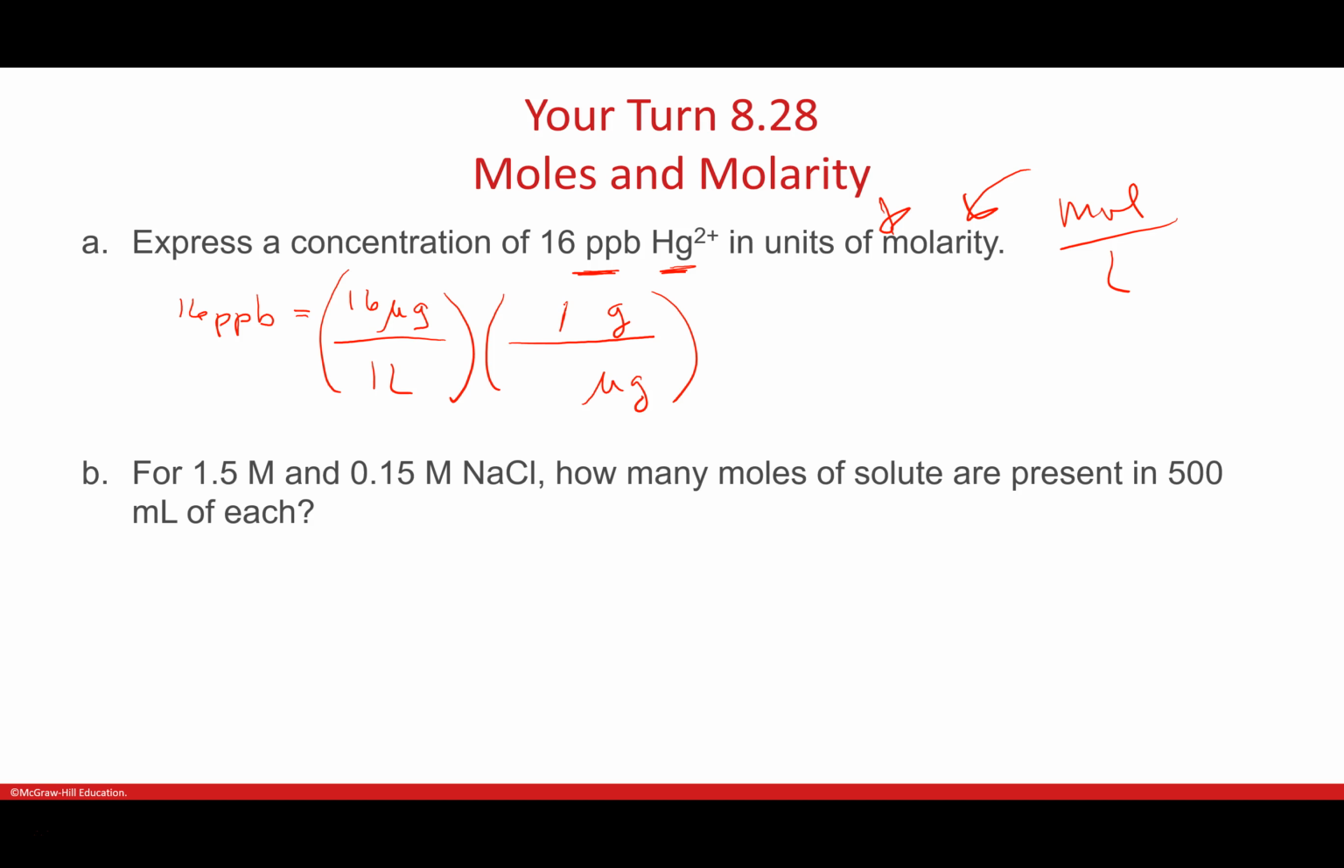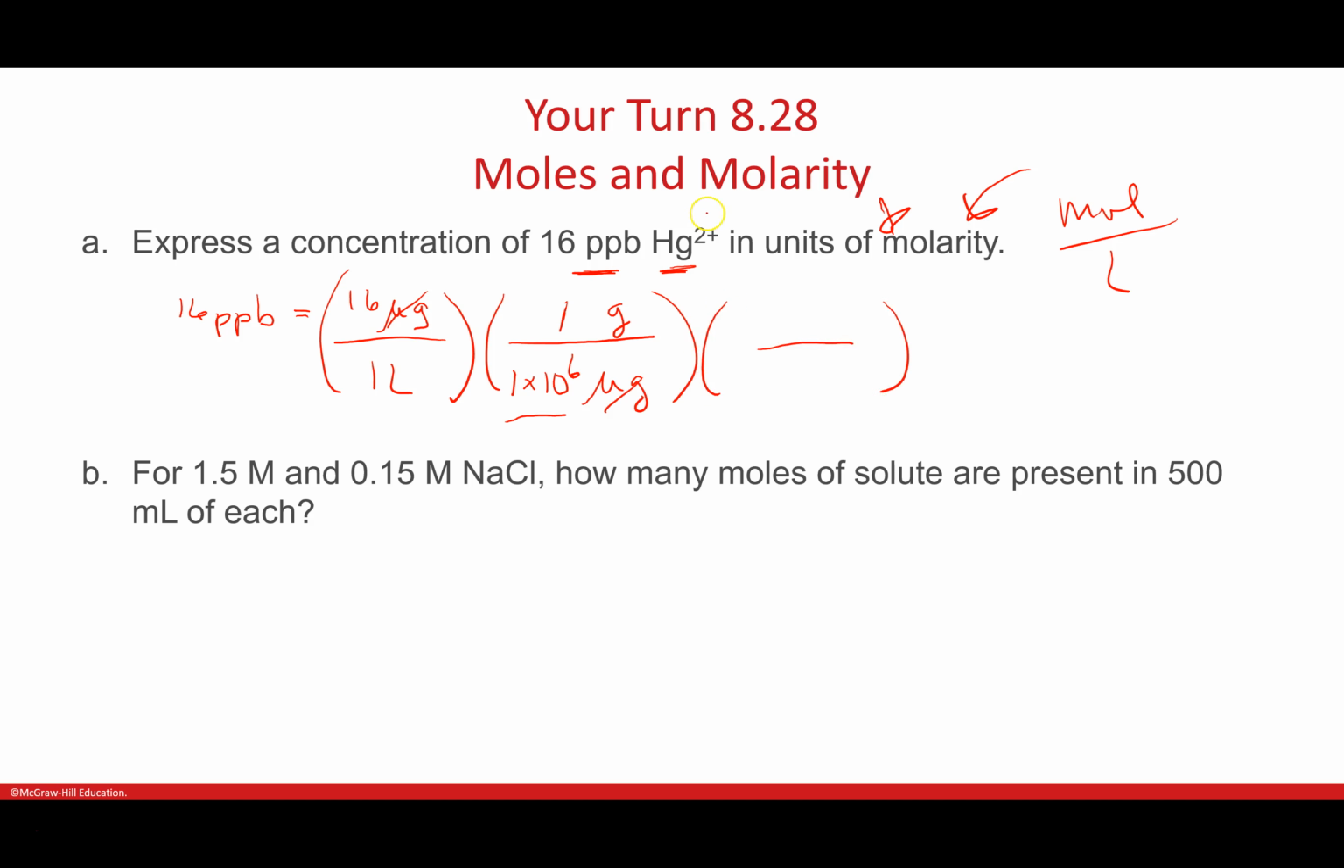Oh my gosh. Yes, you're right. Very good. So here, this would be 1 times 10 to the 6th micrograms is equal to 1 gram. Do you buy that? Okay, so you came up with that. Very good. Okay, good job. So units have canceled of micrograms.